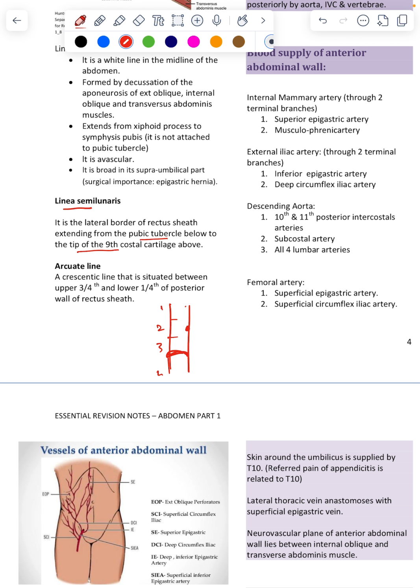Linea semilunaris is at the lateral border of the rectus sheath, extending from the pubic tubercle to the tip of the 9th costal cartilage. It is a vertical line, and the arcuate line is the transverse crescentic line.